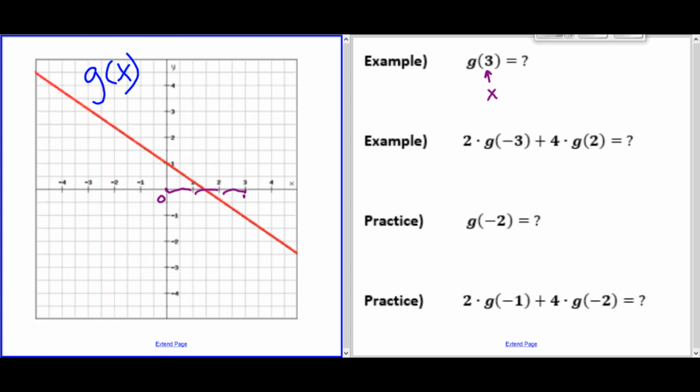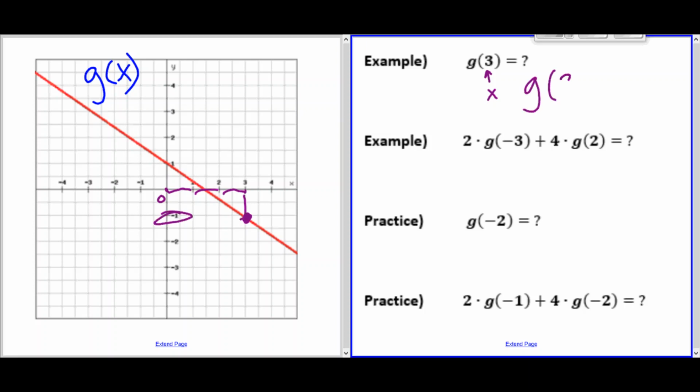So I'm just going to go down. Obviously, it's down here. What is the y value? It's -1. So I'm going to say g of 3 is -1. So this would be the ordered pair 3, -1. Remember, it's x, y. So this is x, and this is y.